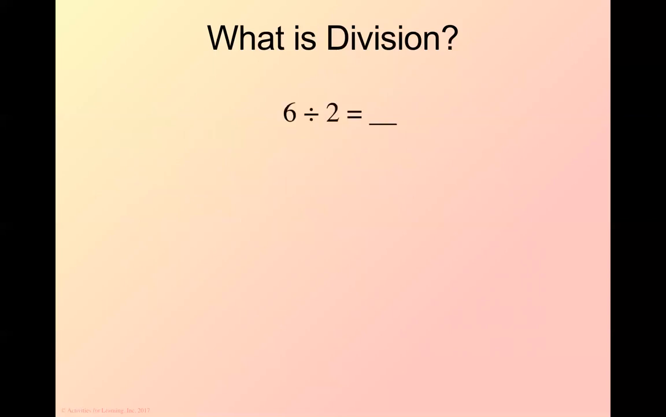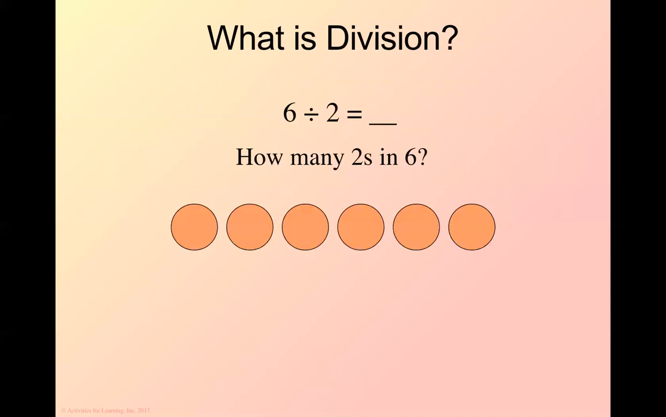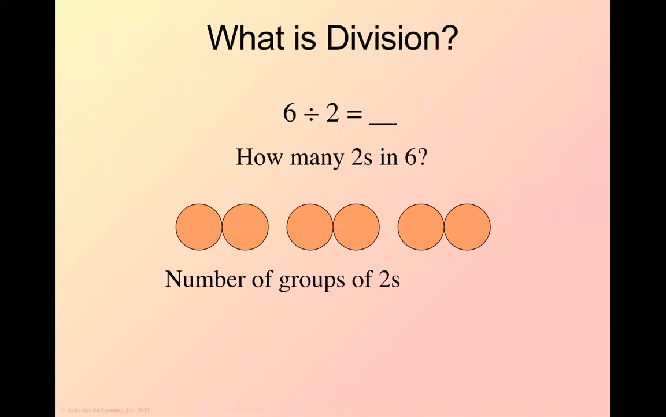We're going to take 6 divided by 2. We all know the answer is 3. But what we are doing here is asking how many 2's are in 6. So here I have 6 little dots. I want to say how many groups of 2's are in here. Well, I've got 3 groups. That's one way of looking at division.